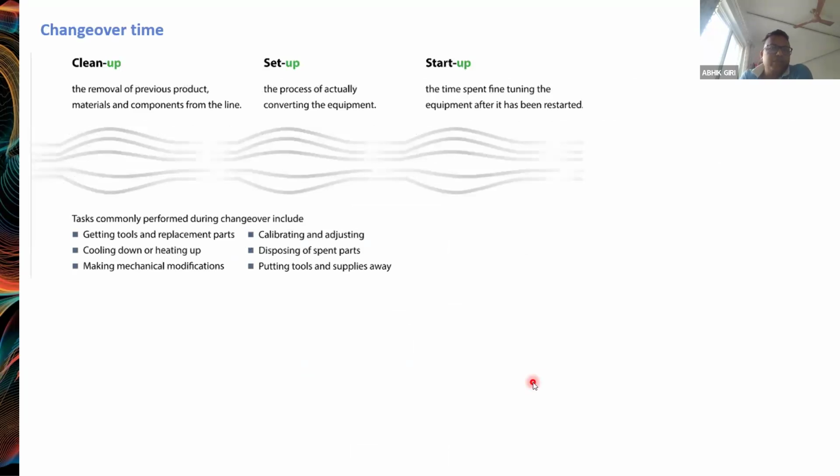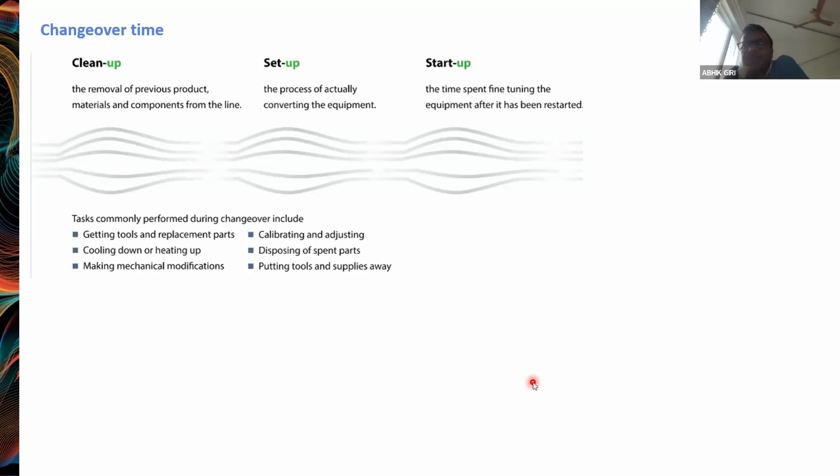Okay, now coming to changeover time. Changeover time is another very important concept in manufacturing. Changeover is also referred to as conversion. Sometimes the same assembly line, the same manufacturing line, is used for producing multiple products. Now let me give you a practical example. Let's talk about toothpaste. In toothpaste you have different varieties of products, varieties of flavors these days.